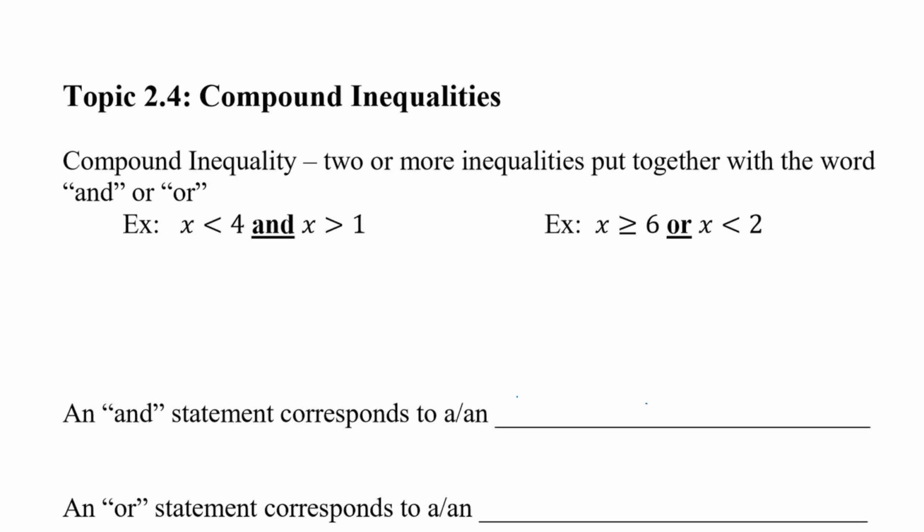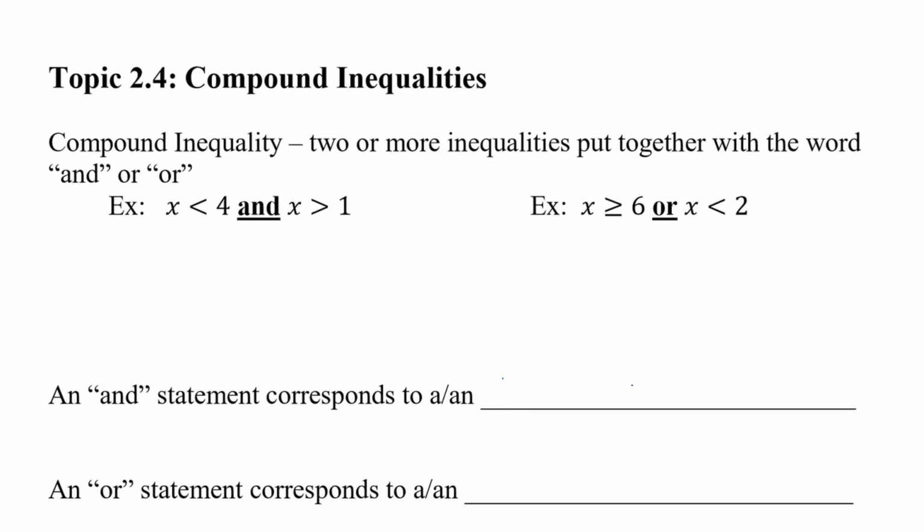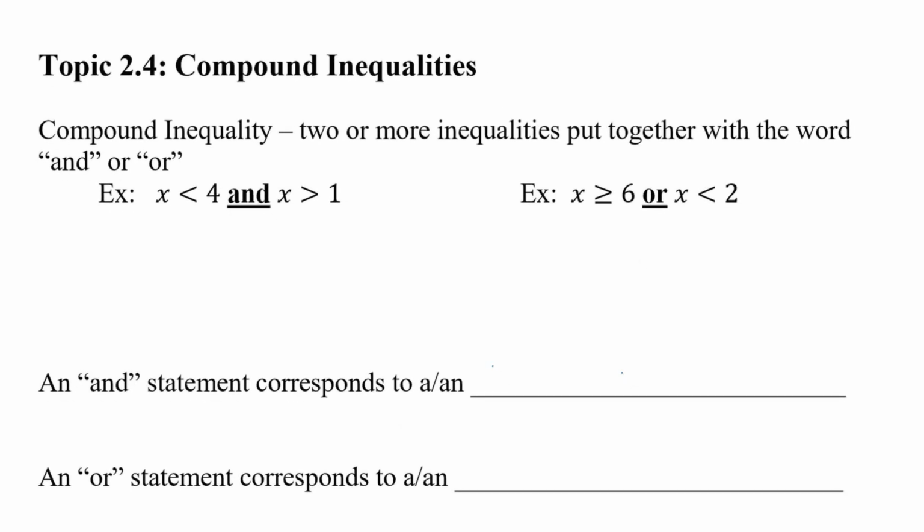A compound inequality is simply when we put two or more inequalities together and we separate them with the word and or with the word or. We learned about the importance of those words in Unit 1, and if you recall, and corresponds to an intersection. And for an intersection, we used the symbol that looked like an N.